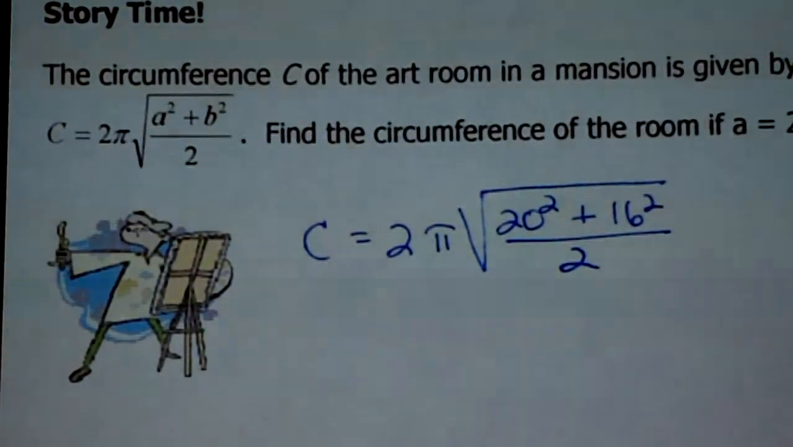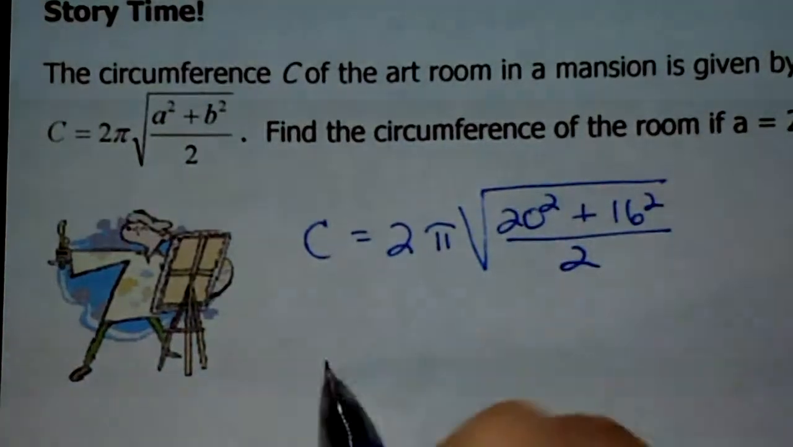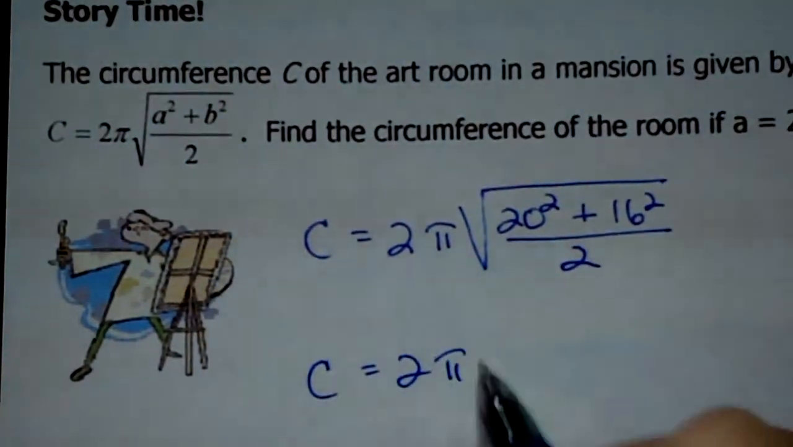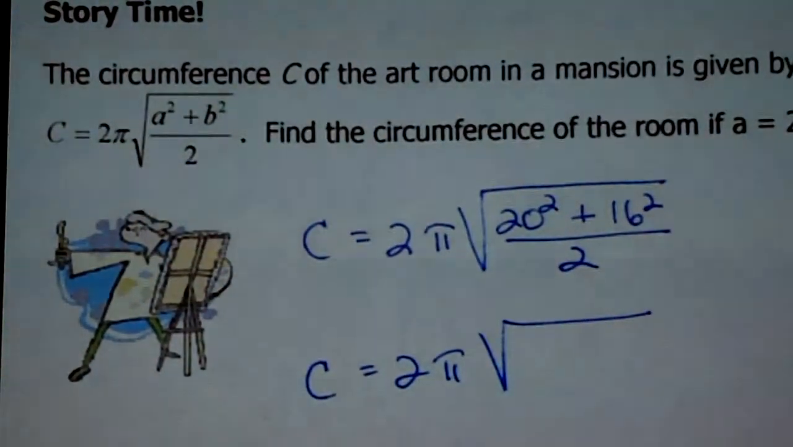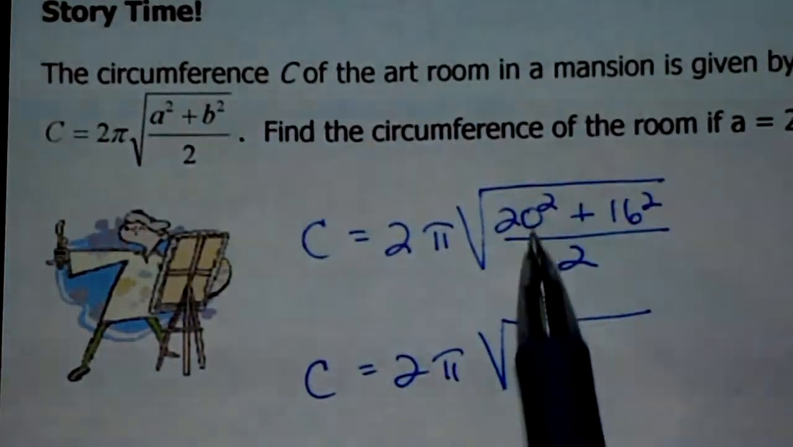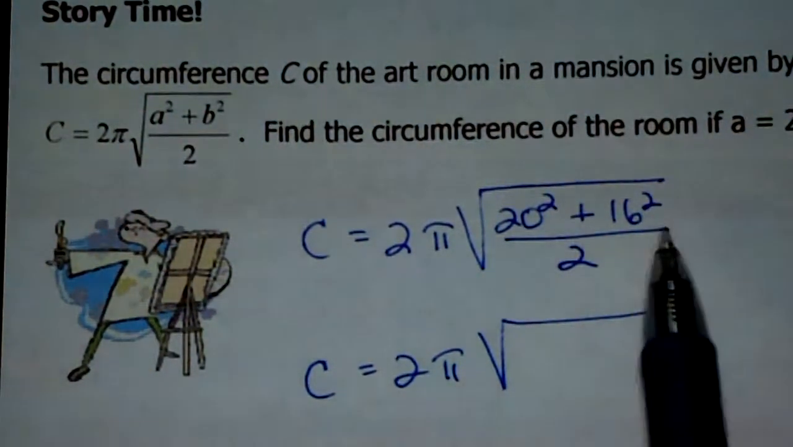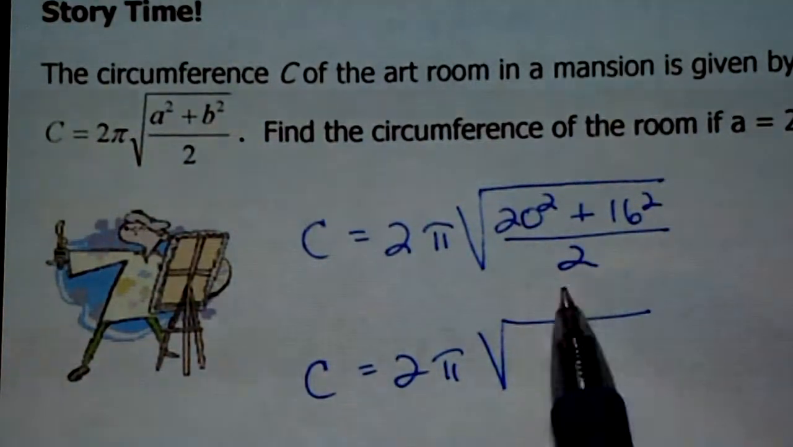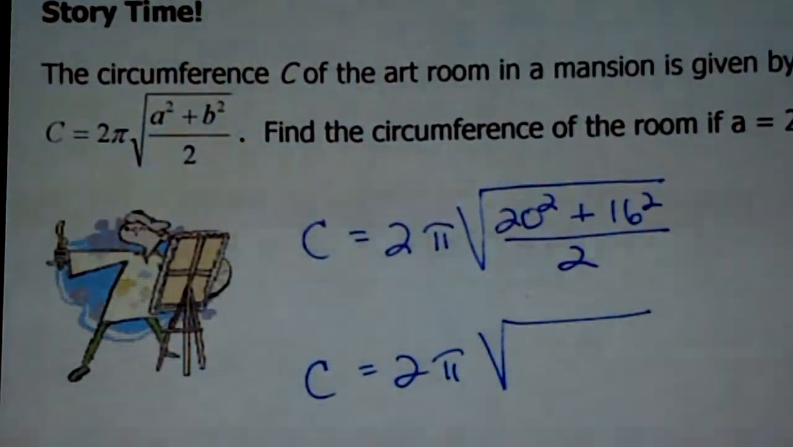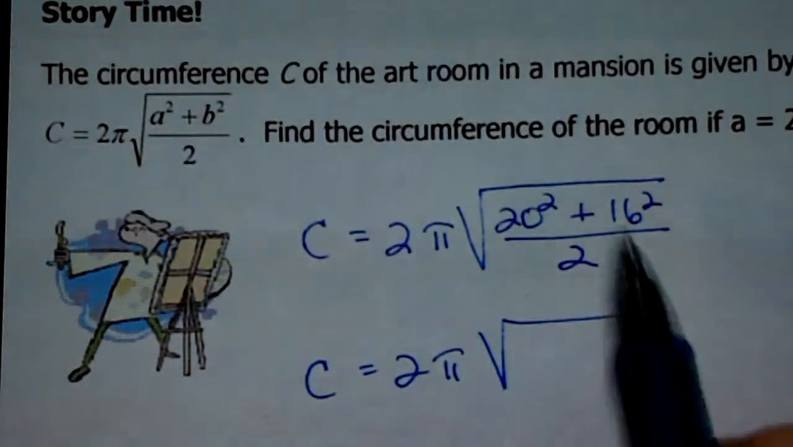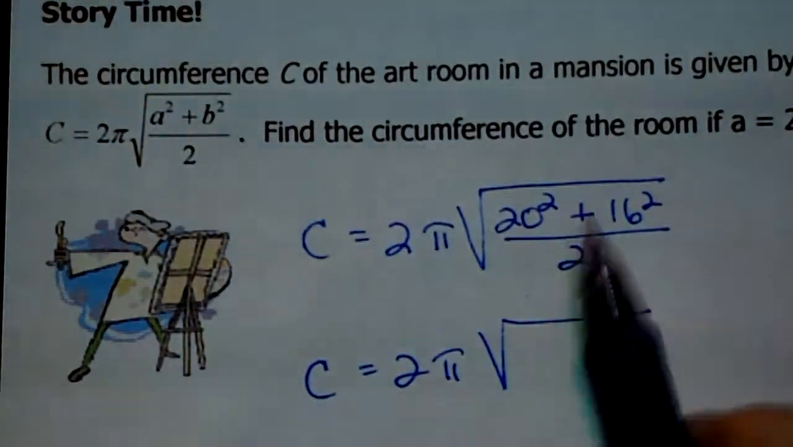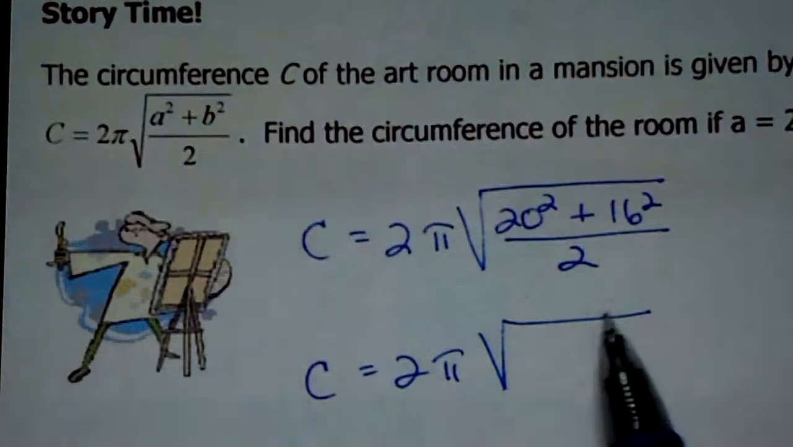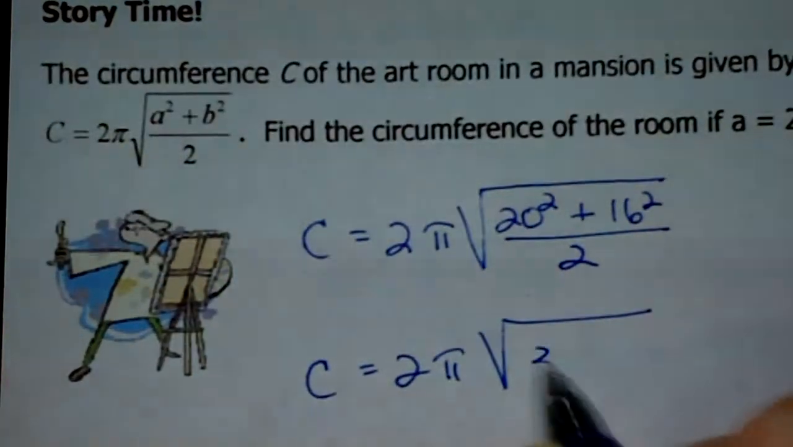All right, our next step, when you see that you have problems within the fractions, you need to take care of the numerator, then take care of the denominator. So I have no problem if you take 20 squared plus 16 squared, hit enter, and then divide that by 2. So if you do that, maybe you're typing it in now, 20 squared plus 16 squared, enter, then divide by 2. You should get 328.